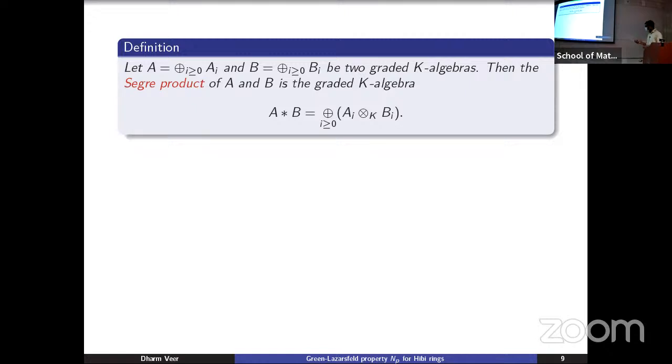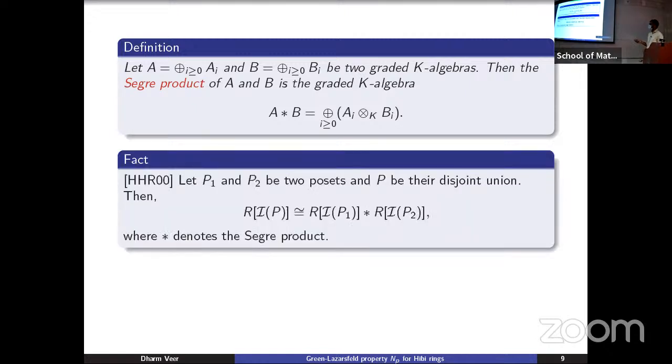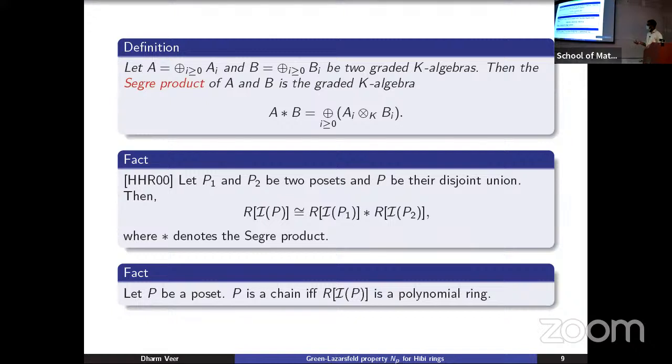One fact: let P1 and P2 be two posets, and P be the disjoint union. Then the ring R of IP is isomorphic to the second product of the Hibi rings R of IP1 and R of IP2. So the second product of two Hibi rings is again a Hibi ring. And one more fact: let P be a poset, then P is a chain if and only if R of IP is a polynomial ring. By chain we mean that P is a totally ordered poset, right?